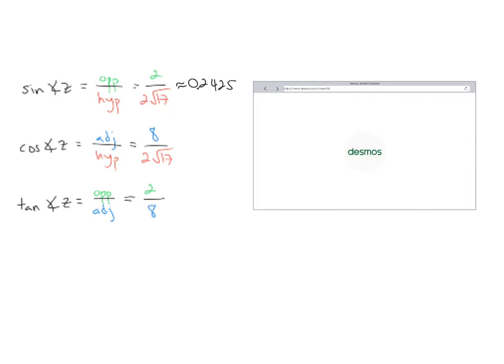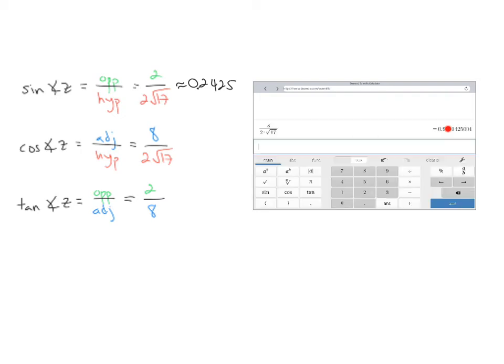All right. Going ahead and getting the decimal for cosine, we get 8 divided by 2 times the square root of 17. Hitting enter, we have right here 0.9701. The number next to the 1 is a 4. So we need to go ahead and keep that 1, which means that our ratio as a decimal is 0.9701.